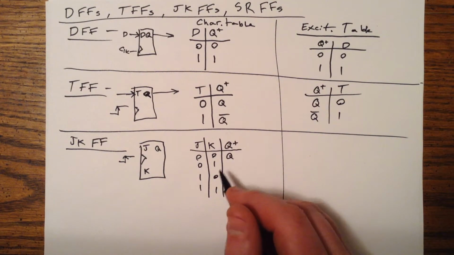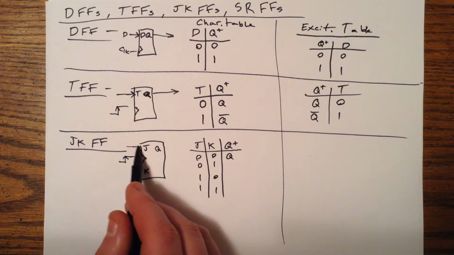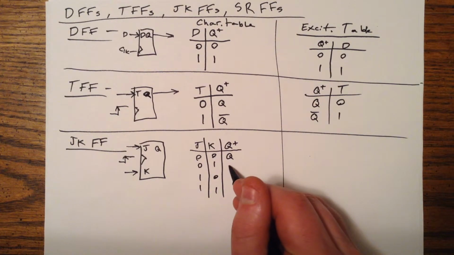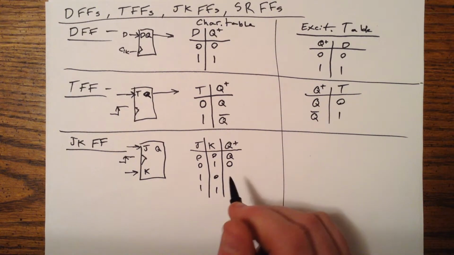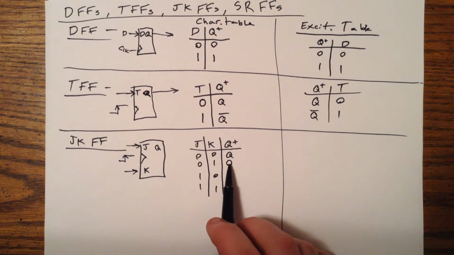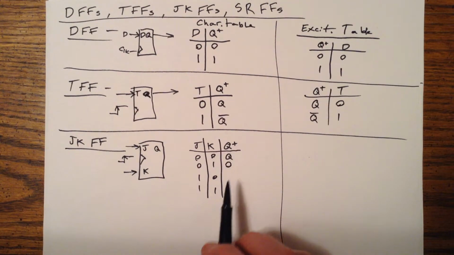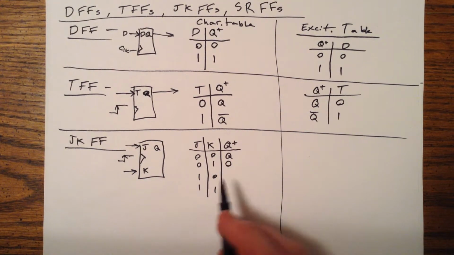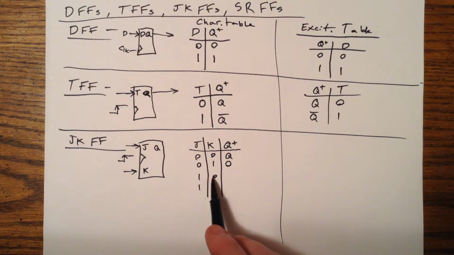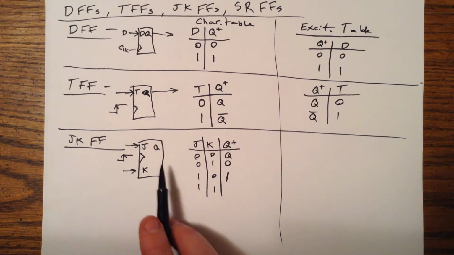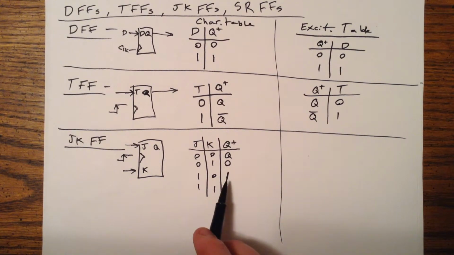If we give J a 0 in, and we give K a 1 in, then it has the same effect of resetting it. It's going to give it a 0 out no matter what. No matter what Q was, whether Q was a 0 or a 1, it will return a 0 out for the Q plus, the next state of Q, if we put a 0 on J and a 1 on K. Now if we do it the other way around, if we put a 1 on J and a 0 on K, then we're always going to get a 1 out, no matter what. No matter whether it was remembering a 1 or a 0, it will always get a 1 out of that function.